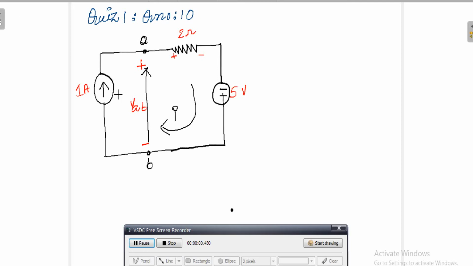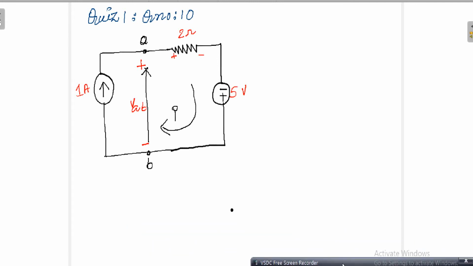Quiz 1, question number 10. In this question number 10, we have to find VAB.